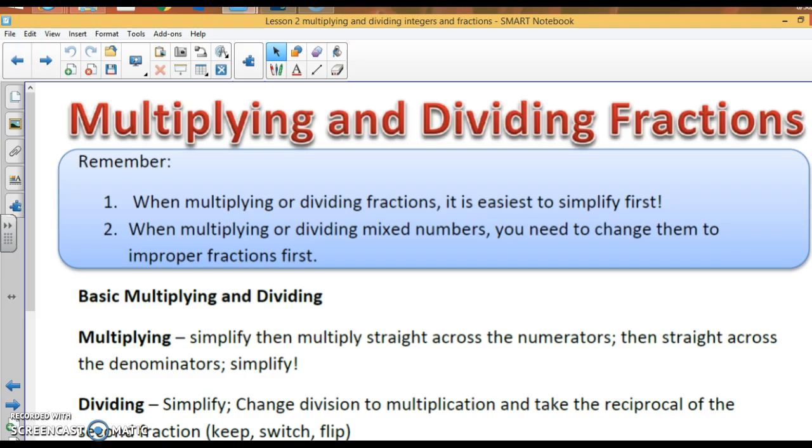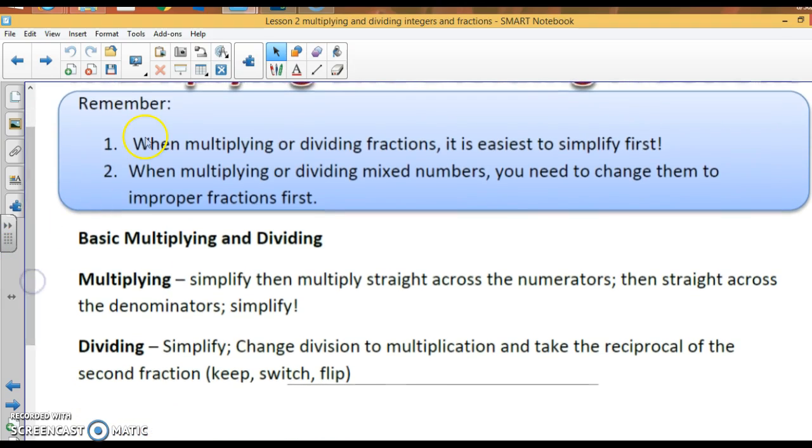All right, multiplying and dividing fractions. When you're multiplying and dividing fractions or mixed numbers, make them improper, and then simplify as much as you can before you multiply. When you're dividing, you need to keep, switch, flip. Change it to multiplication by the reciprocal. Here's some notes to refer back to.